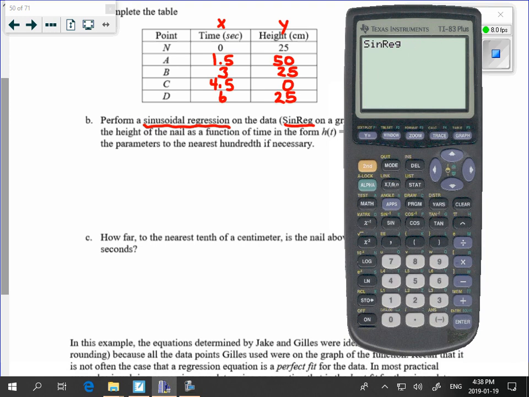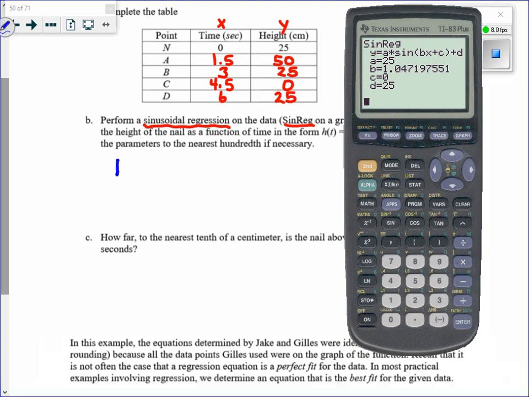And then you'll hit Enter, and just hit Enter until it calculates it for you. And you'll see that the format of the equation is A times sine bx plus c plus d, which is what we're used to seeing. It gives us our A value, our B value, we have no C value, and our D value, okay?